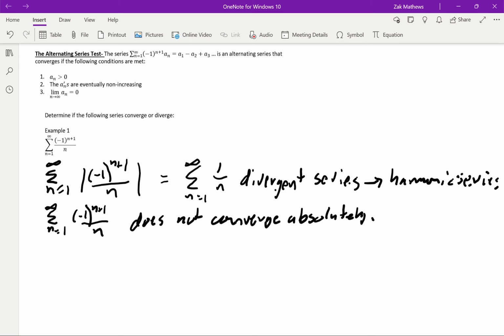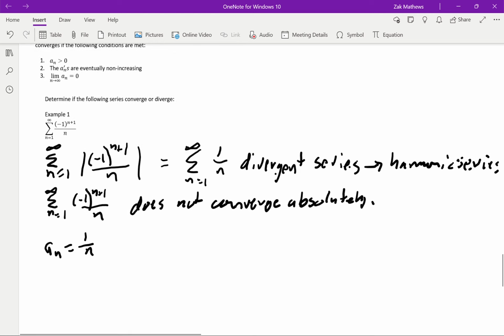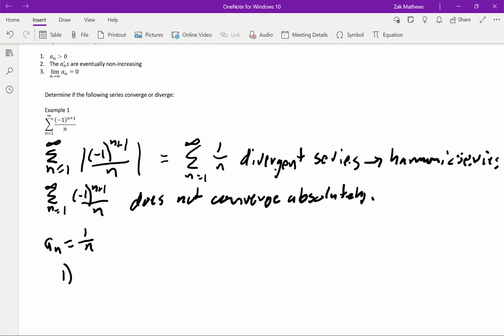So with the alternating series test, what we're going to consider is the a_n. The a_n is the portion without the (-1) to a power, the portion that's not alternating. So the a_n would be equal to 1 over n. We've got to show all three conditions are true. First, is 1 over n greater than 0? Well, of course it is. For all n greater than or equal to 1, that is obviously a true statement.